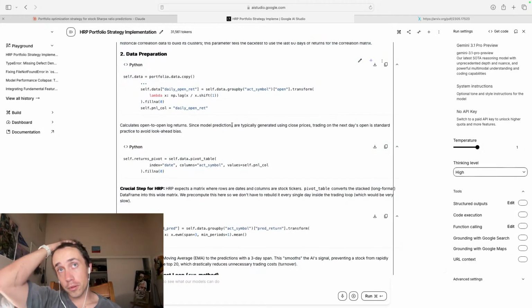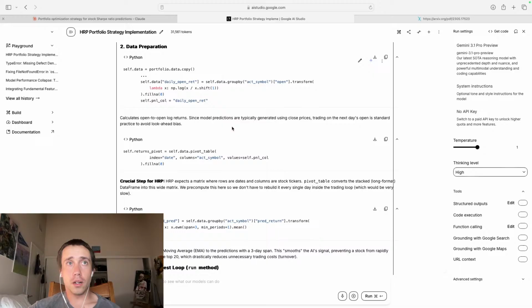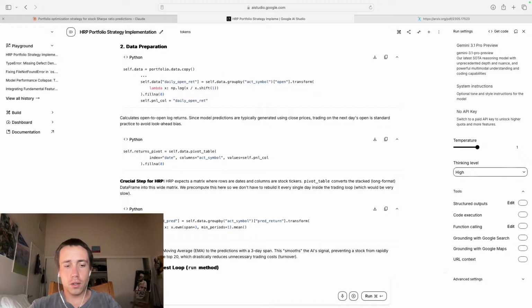Since model predictions are typically generated using close prices, trading on the day's next open. Yeah, duh. Oh no. Wrong assumption. On step 2, you make an incorrect assumption. All features in the model are lagged by a day to prevent look-ahead bias.